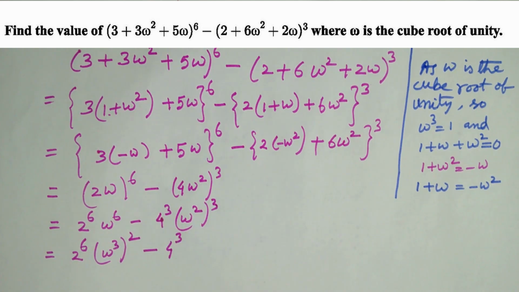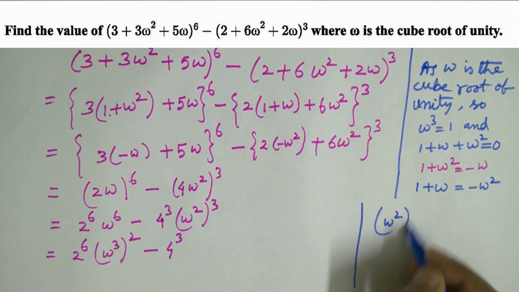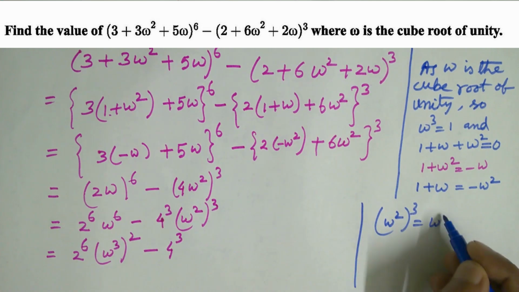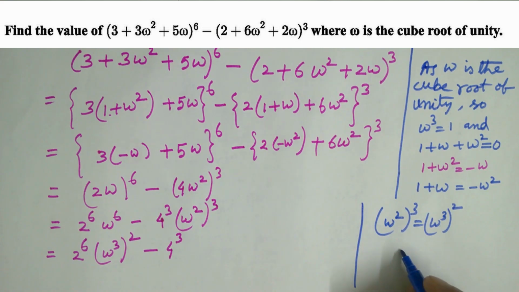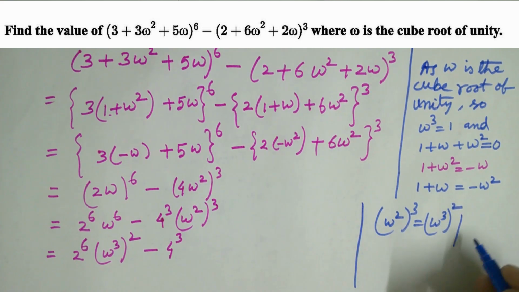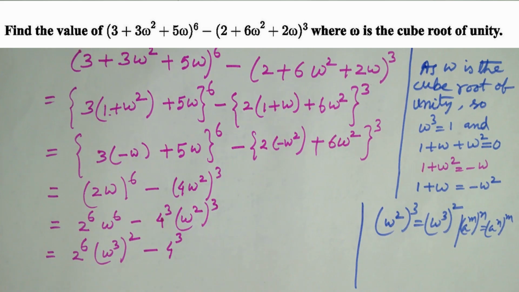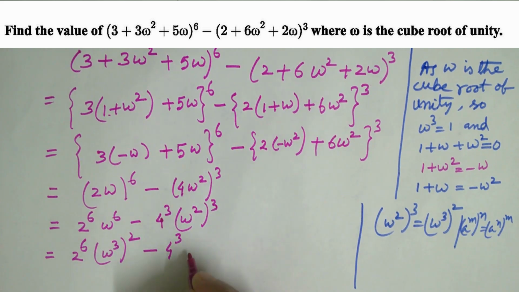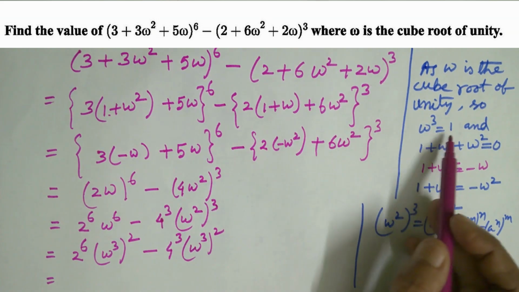We can write (ω²)³ equal to (ω³)². How is it written? The formula is (aᵐ)ⁿ, which can be written as (aⁿ)ᵐ. So (ω³)² interchanged. Again, ω³ is equal to 1.